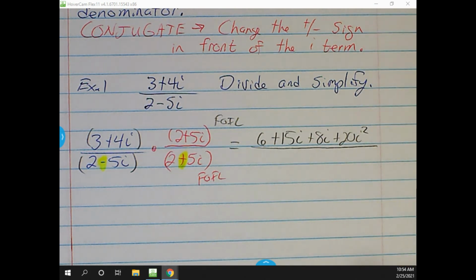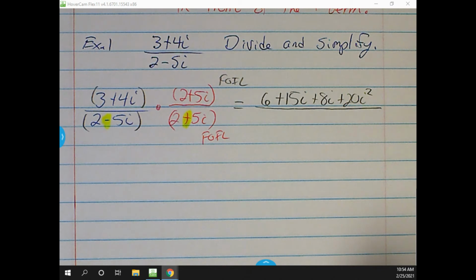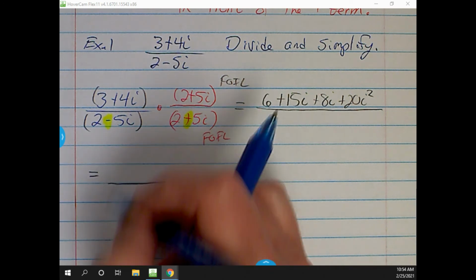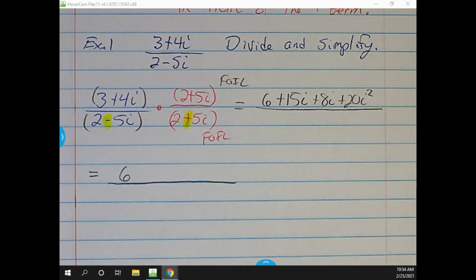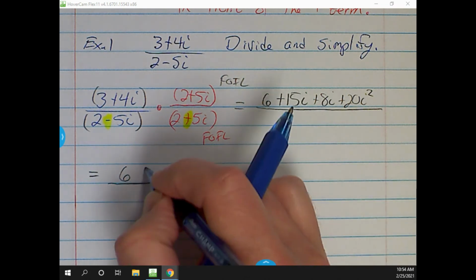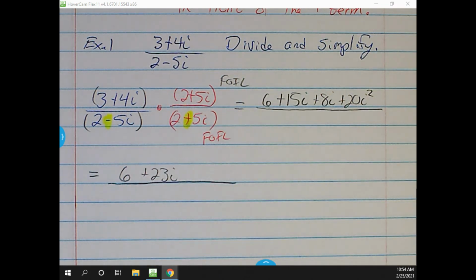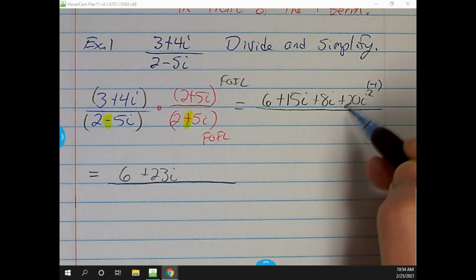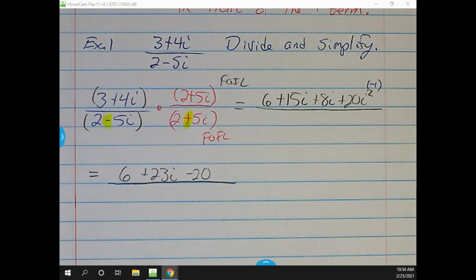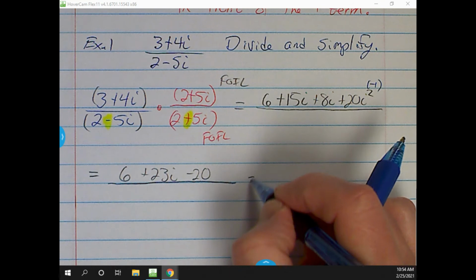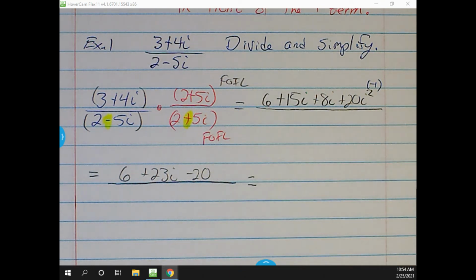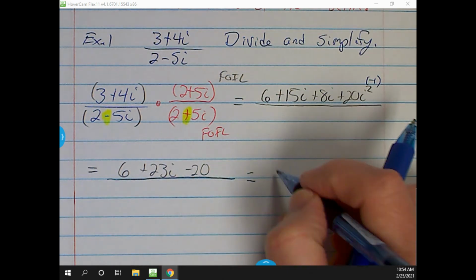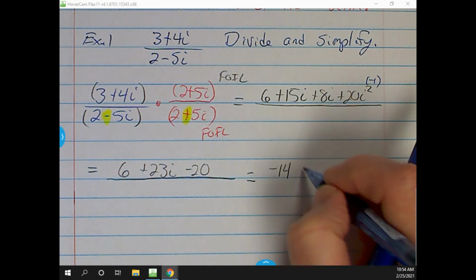Okay, and before we do anything with the bottom part, since we've still got a lot of work to do on the top part here, we're going to go ahead and work this thing out and bring it down here. That way we can just keep working with it till we get it down to a number. We've got the 6. If you go ahead and do 15 plus 8, that is 23i. And again, with the i squared, we're going to take that out and replace it with -1. So it's really 20 times -1, so that would make it a -20. All right, and then one more thing, you've got the 6 minus the 20. So make it a -14 and then plus 23i.